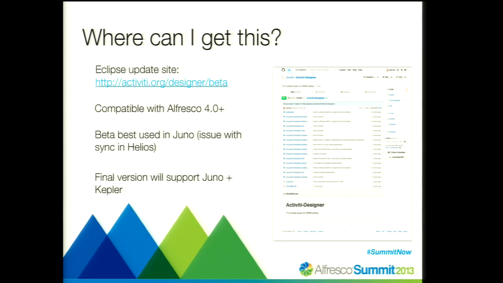So the final version, which will be released, I think, when 5.15 comes out in about 2 months, will support Juno and Kepler with an update of the Graffiti library. It's compatible with Alfresco 4.0 and upwards, so there are no custom things deployed. This is just generating forms, models, and processes, which run on Activiti. So starting from 4.0, Activiti was shipped in enterprise.